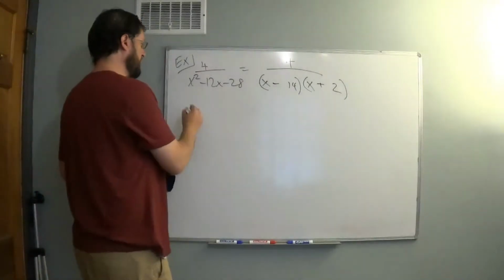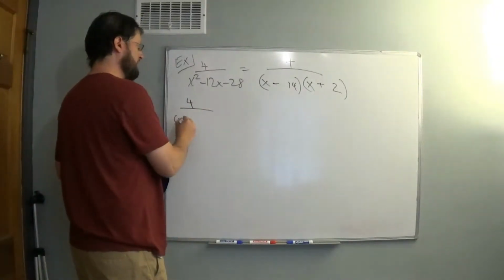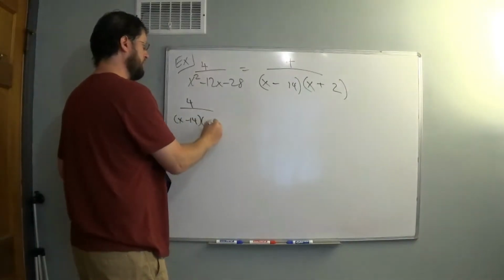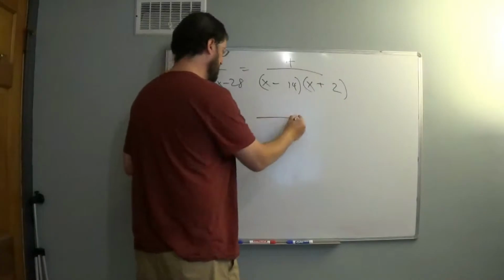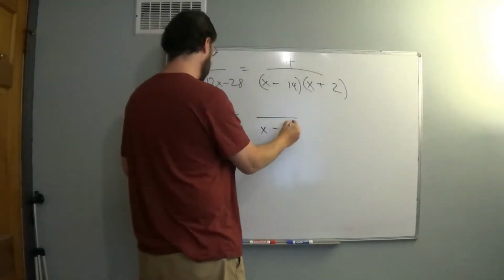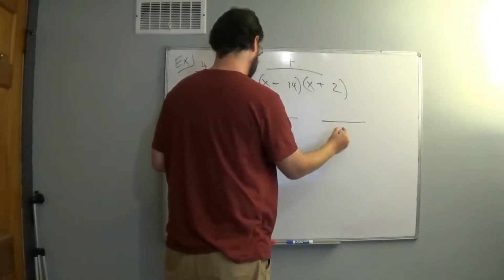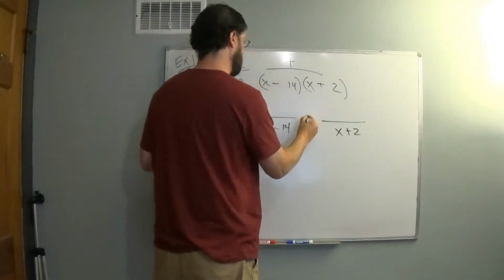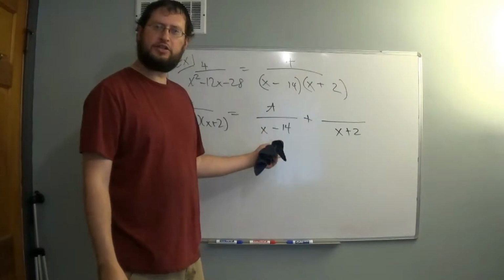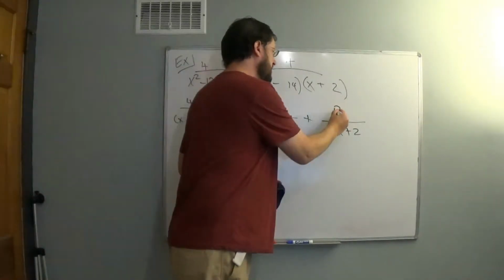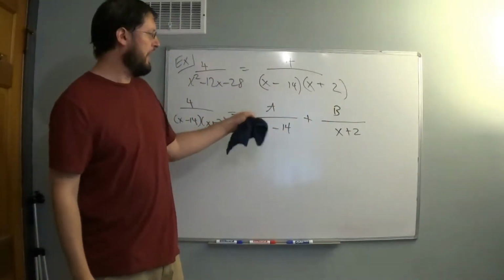And then at this point, we're looking at x minus 14, x plus 2. We're going to break it up into two different fractions, with each of the different denominators. And since these are linear factors, the numerator will be a constant, A and B.